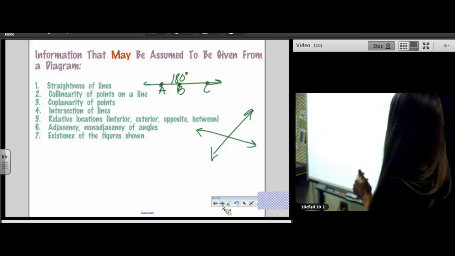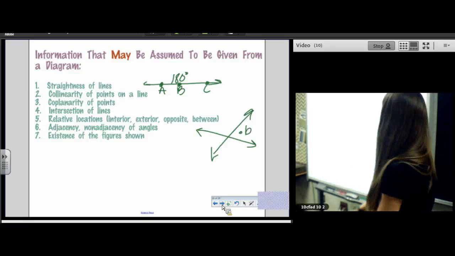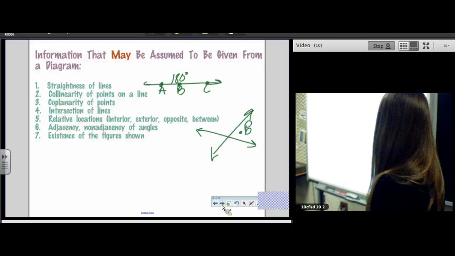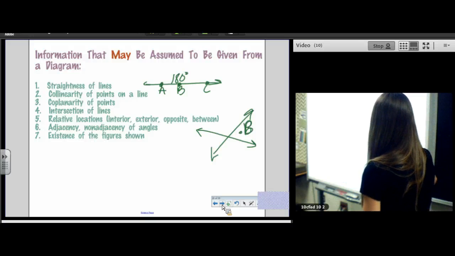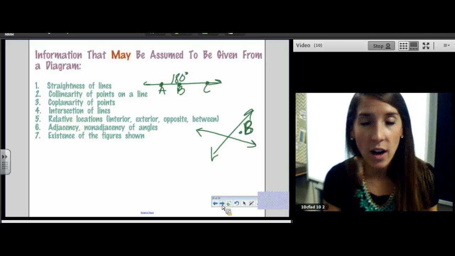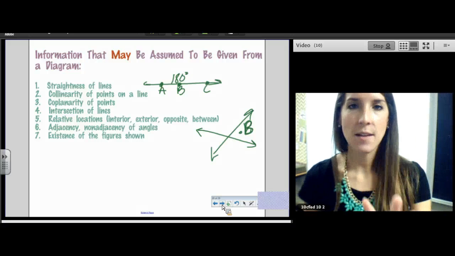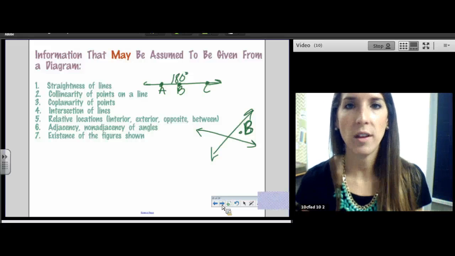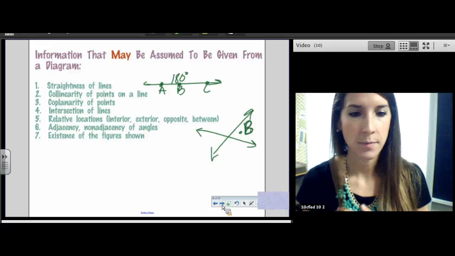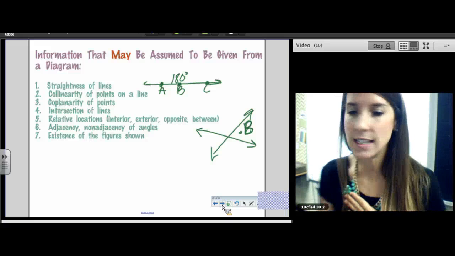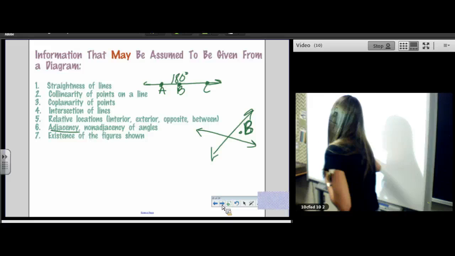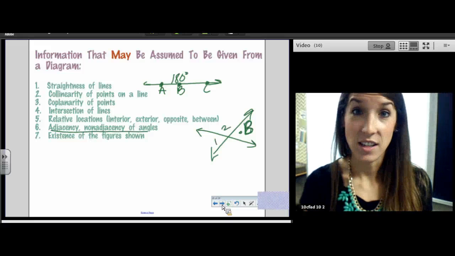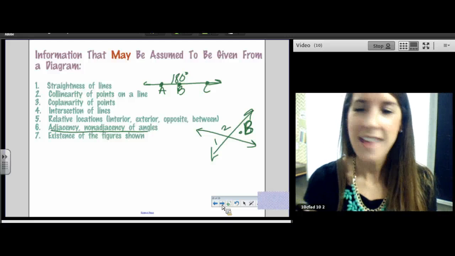Relative locations. We were talking earlier, let me make that a capital since it's a point. Oh, that just made it worse. We were talking earlier about being in the interior of an angle. If I draw point B and it looks like it's inside the angle, you can assume it really is inside that angle. It's not somewhere else. And then adjacency of angles. You can assume that angle 1 and angle 2 are adjacent.